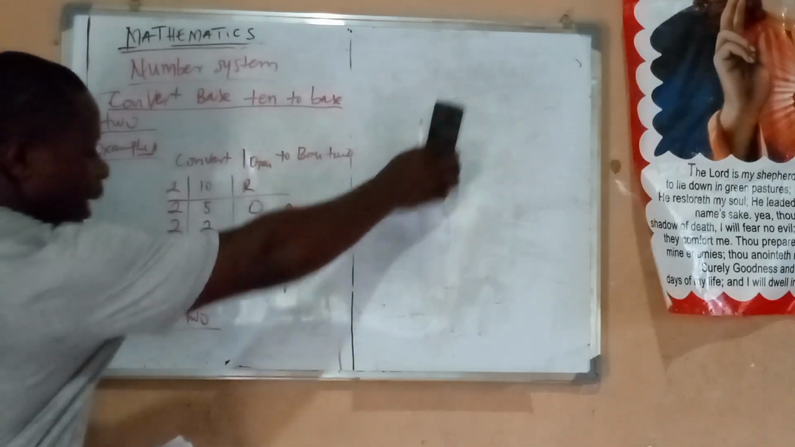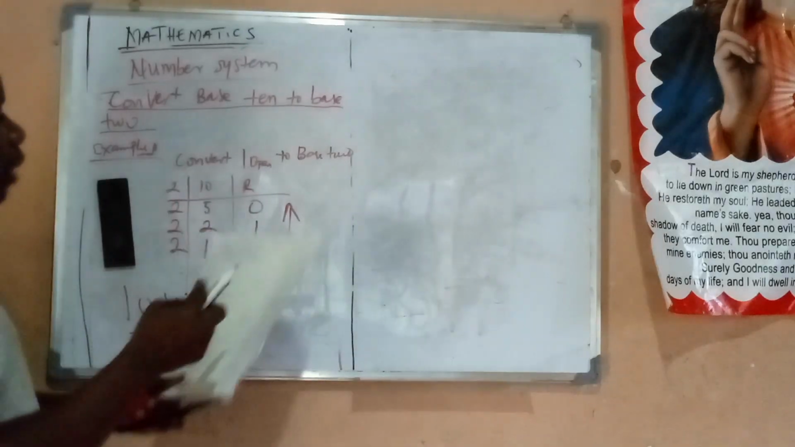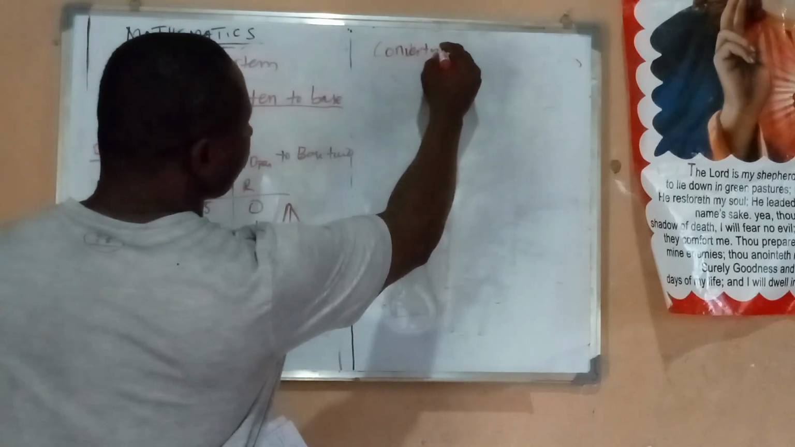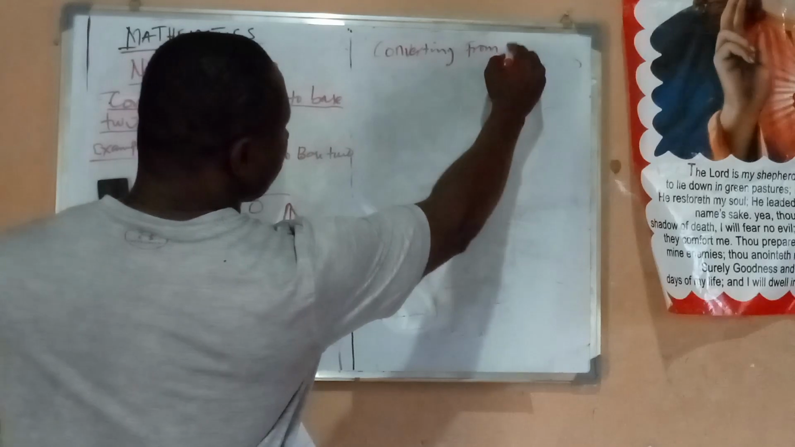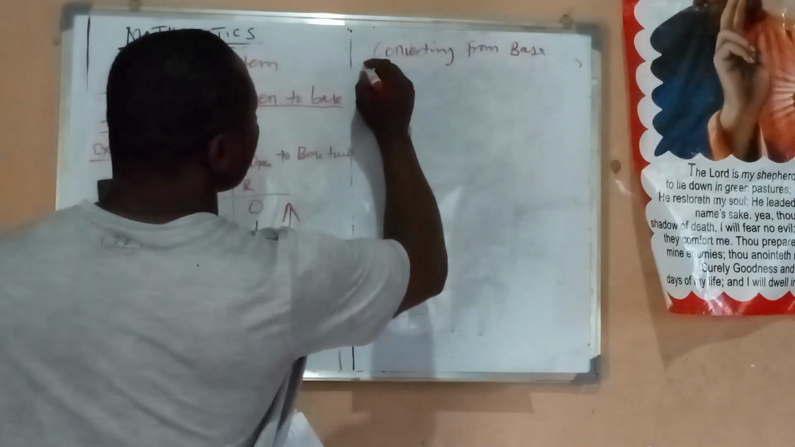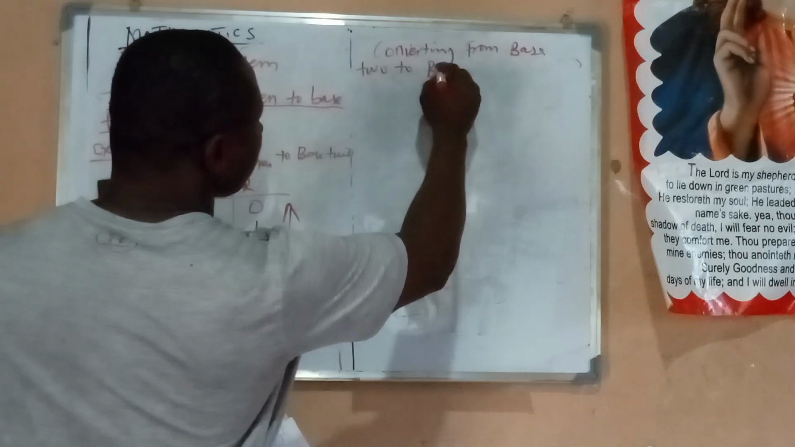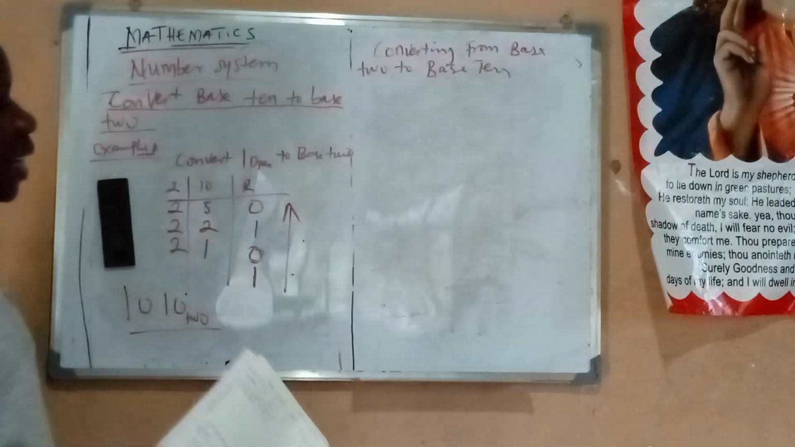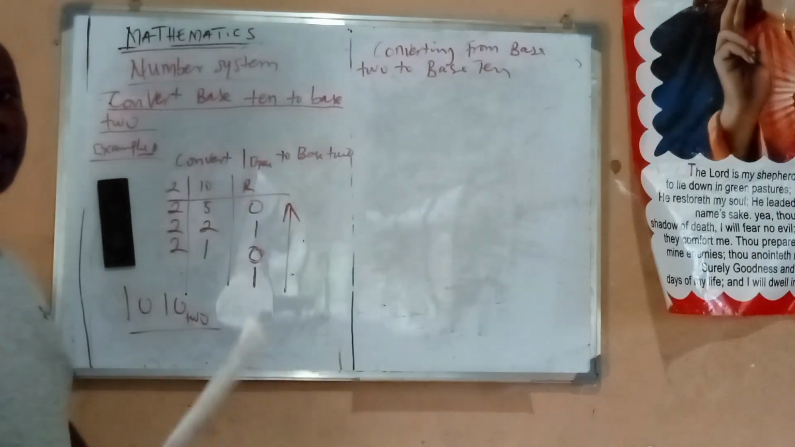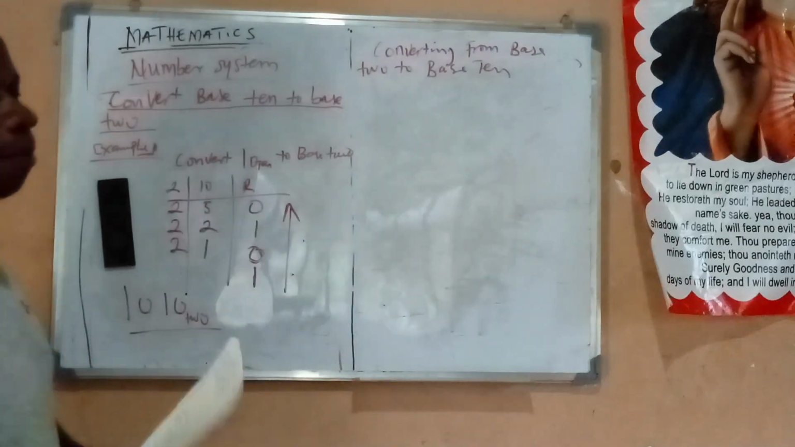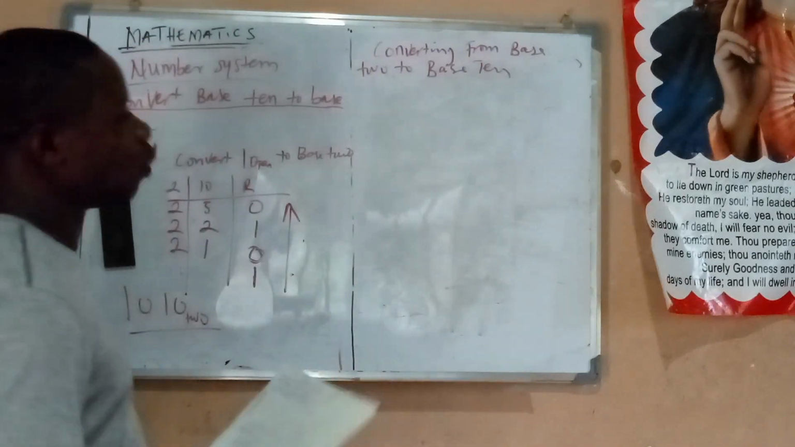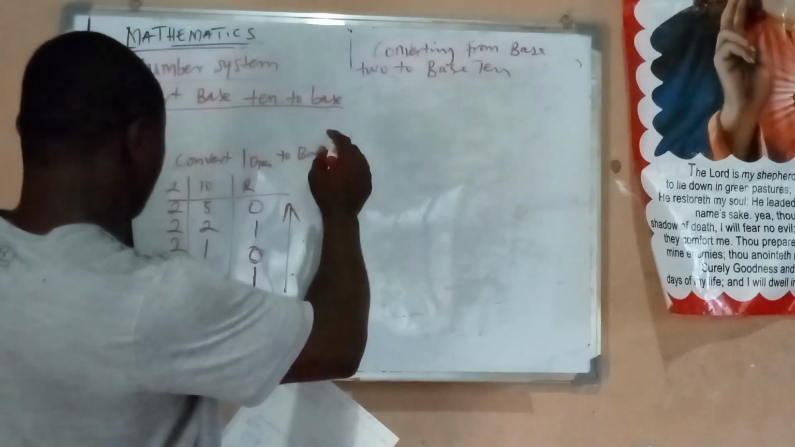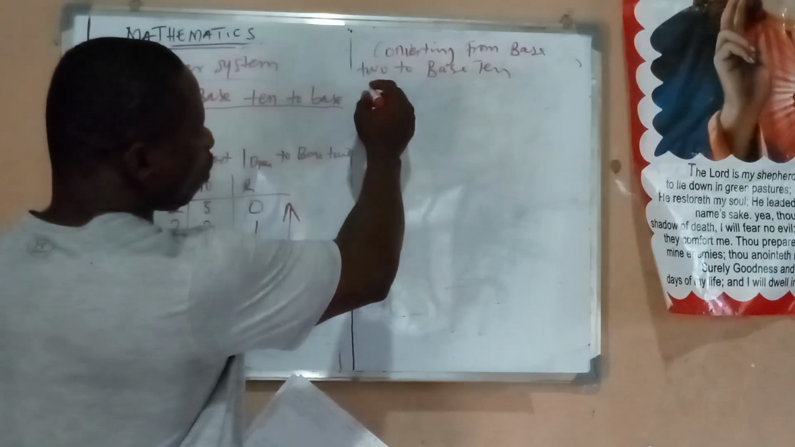Now we can also convert this back to base 10. Converting from base 2 to base 10. Take notes. Base 10 is otherwise called decimal number system, whereas base 2 is called binary number system. These are the things you should put into cognizance. We have 2 methods of converting. Let's look at method 1.